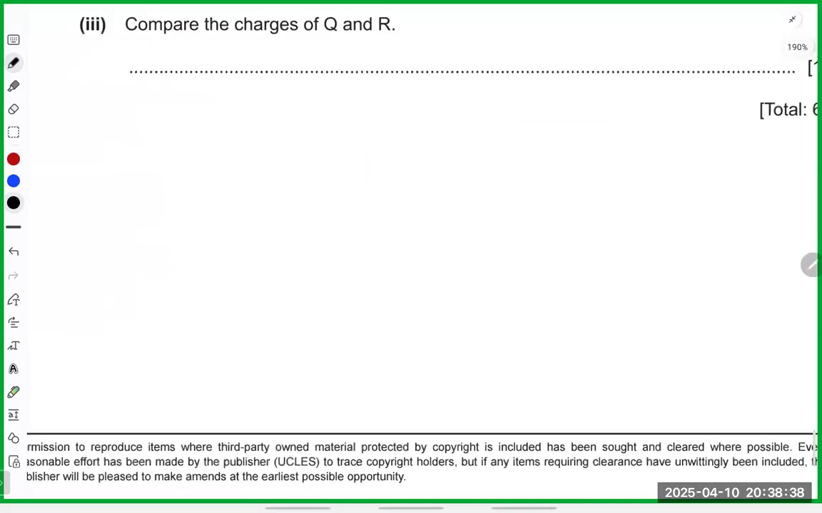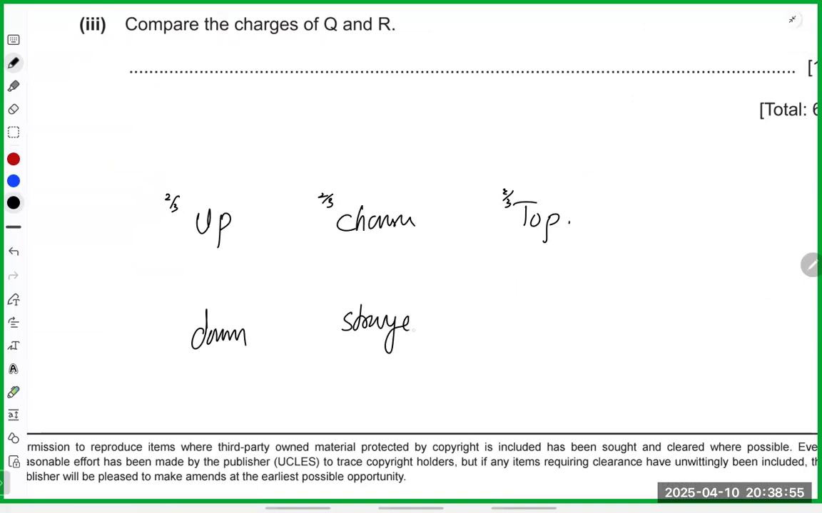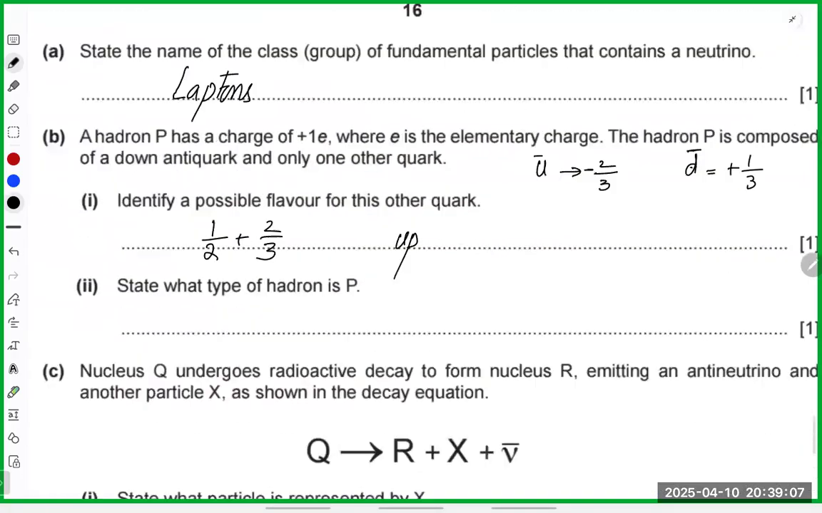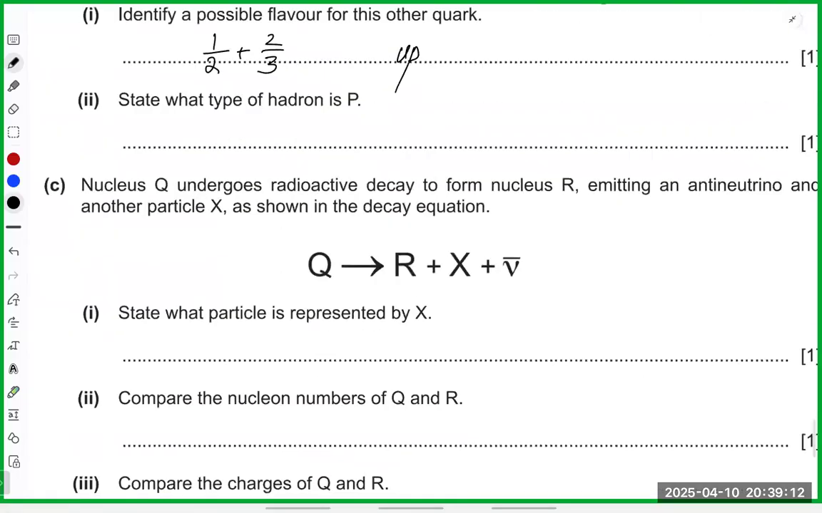Let me write it over here. Up quark. It can also be a charm quark or a top quark. They all have 2 by 3, 2 by 3, 2 by 3. And down, strange, bottom, they have minus 1 by 3, minus 1 by 3, minus 1 by 3. So we can use up, charm or top.